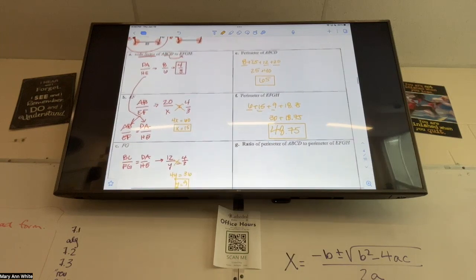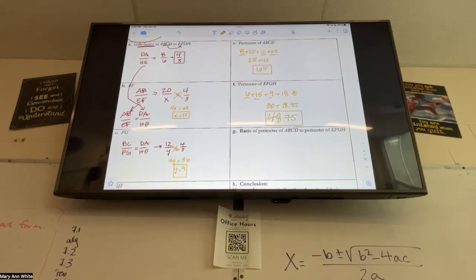Okay, questions yet? Now we want to do the ratio of the perimeter of ABCD to the perimeter of EFGH. Which one goes on top? Good, which is what number? 65 over 48. Good. Normally with the ratio, I would tell you, simplify it out. What are your common factors? We cannot do that here though, because I can't do that with a decimal.